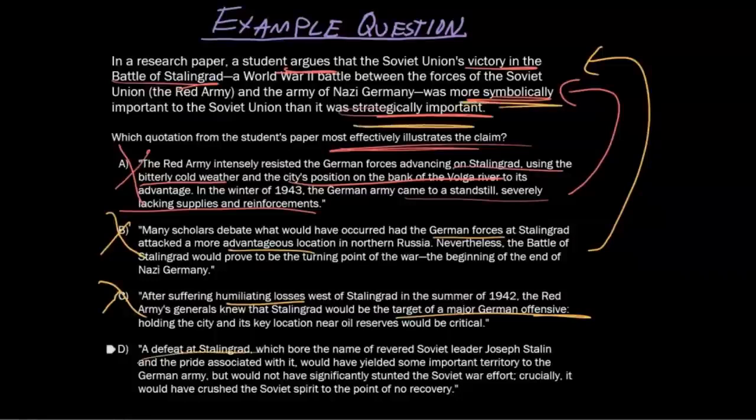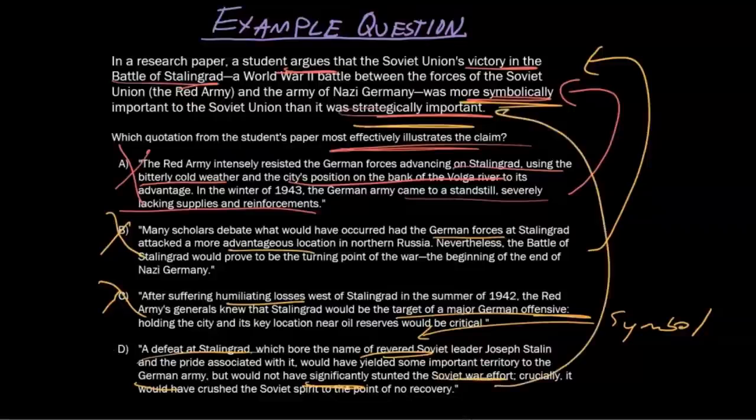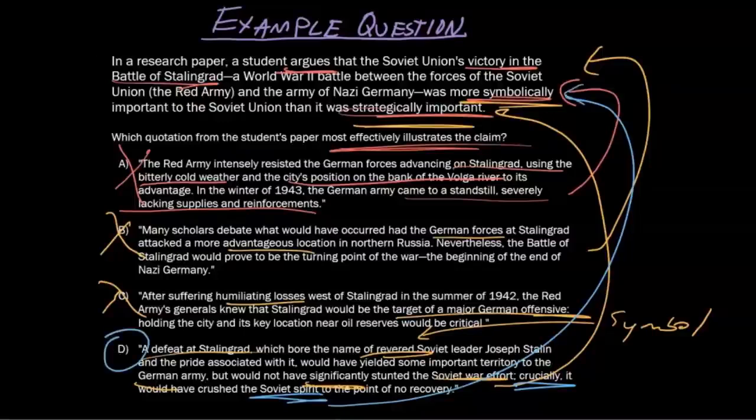Now, a defeat at Stalingrad, which bore the name of revered Soviet leader, revered means that it's probably important. This is a symbol, right? Would have yielded some important territory, but would not have significantly stunted the war effort, which means it was not strategically important. There's our claim here. Crucially, though, it would have crushed the Soviet spirit if this had not happened, right? Again, symbolically here. So we see our answer is D. And now we're going to move on.